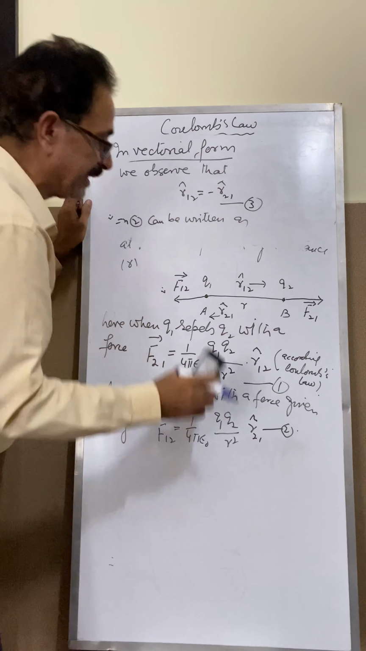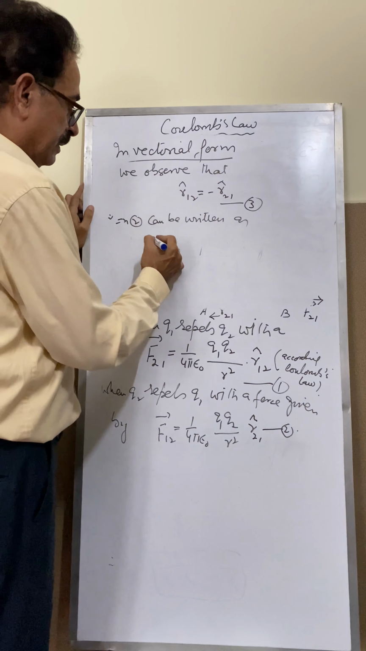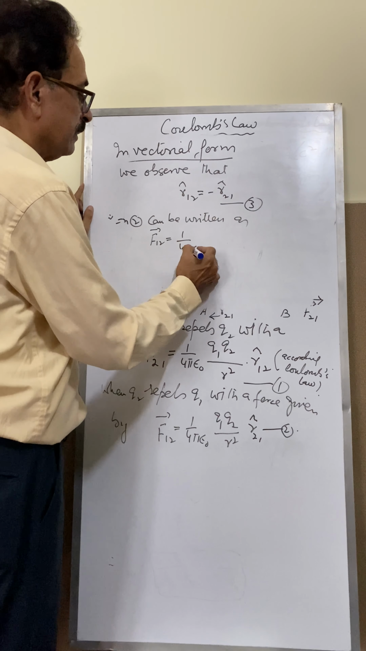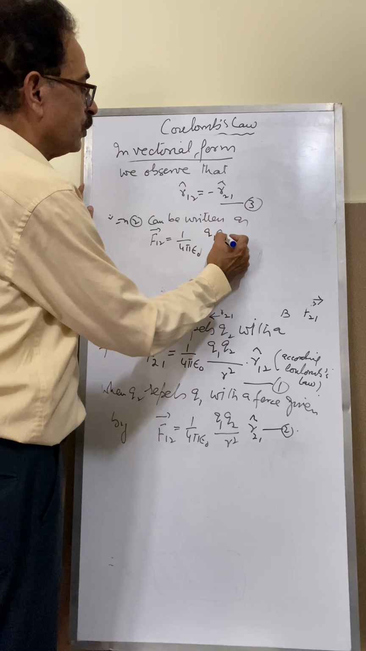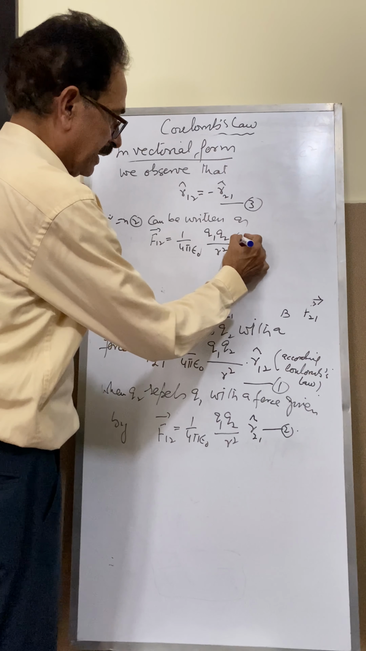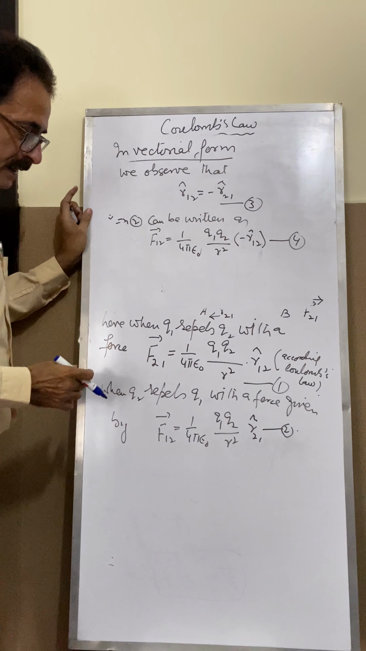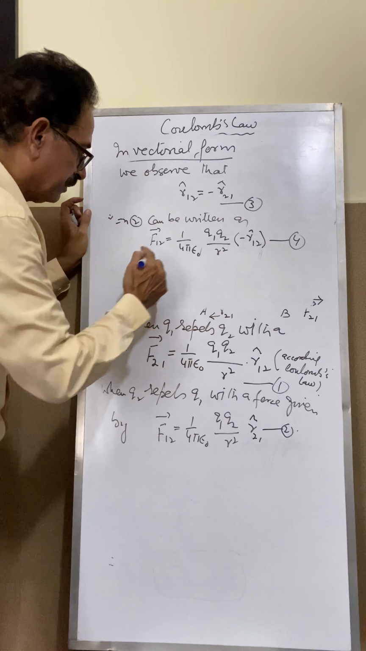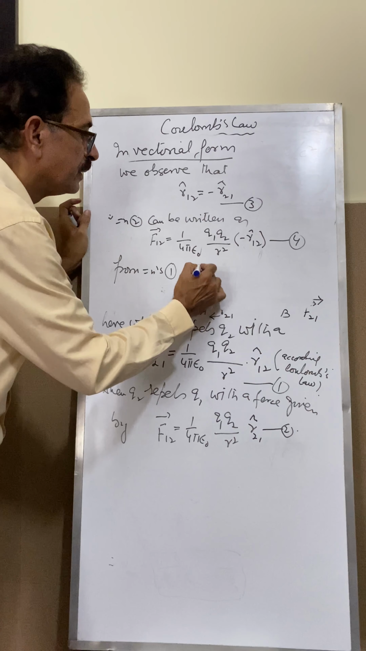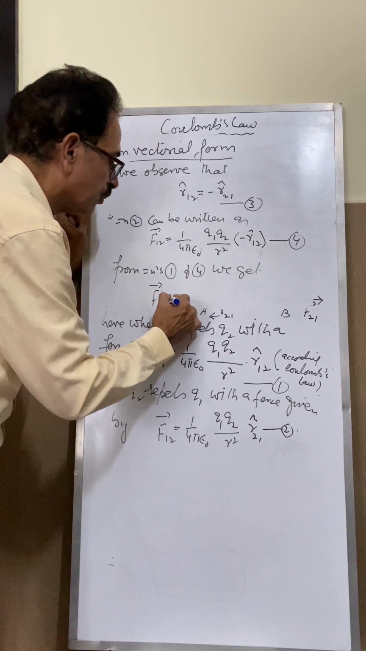as follows: F12 is equal to 1/4 pi epsilon naught Q1 Q2 upon R square into, instead of R21, I will write here minus R12 cap. This is fourth. Now compare equations first and fourth. From equations first and fourth, we get F12 is equal to minus times F21.